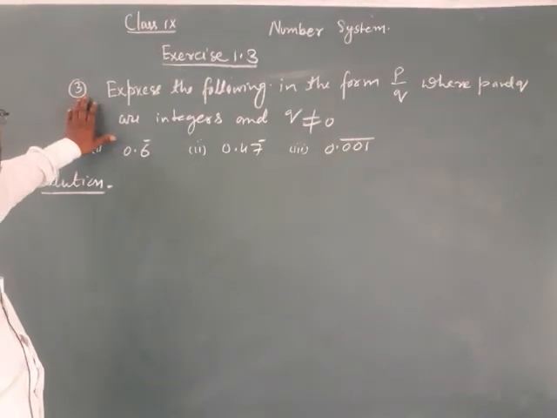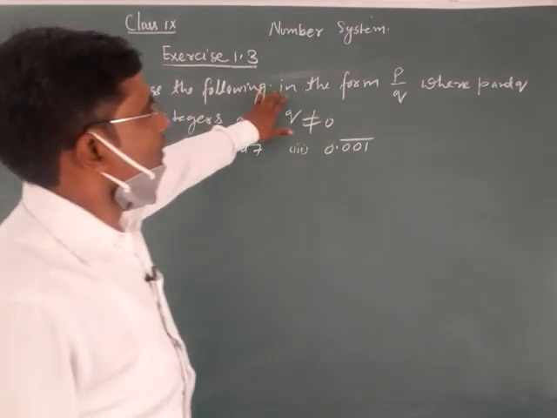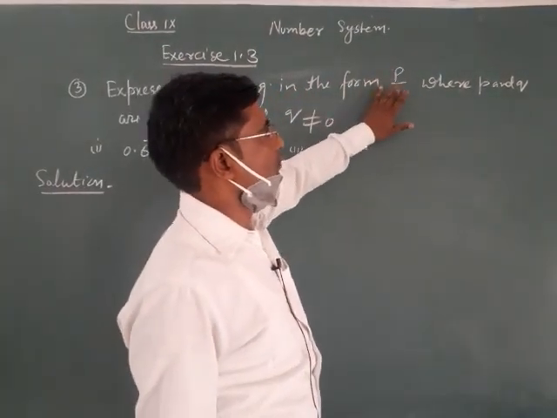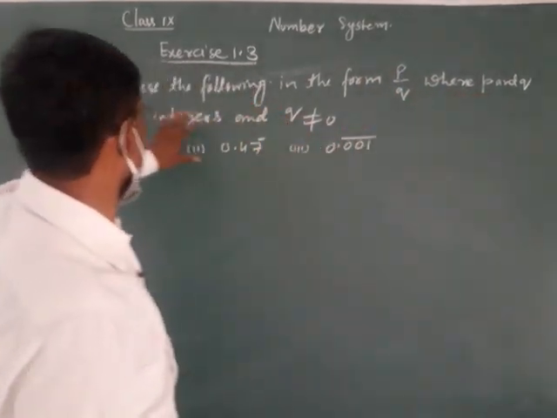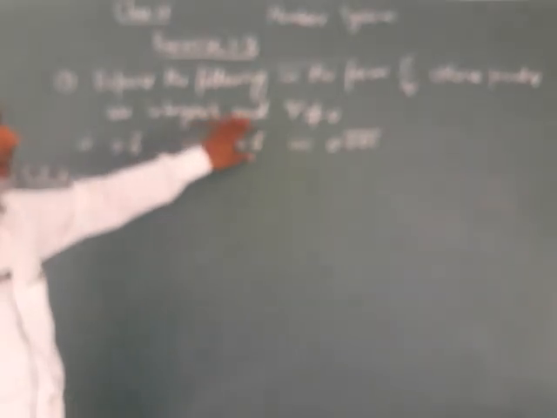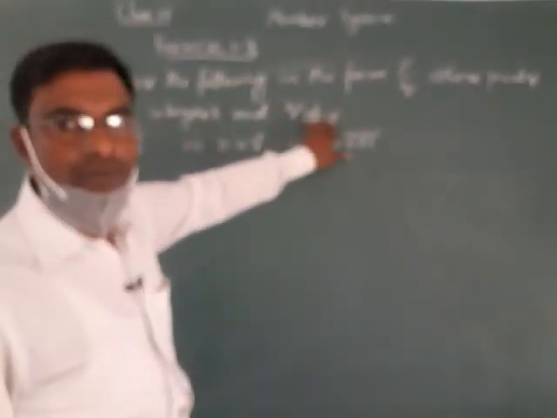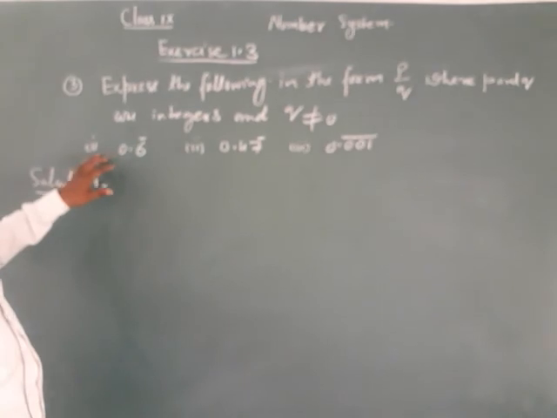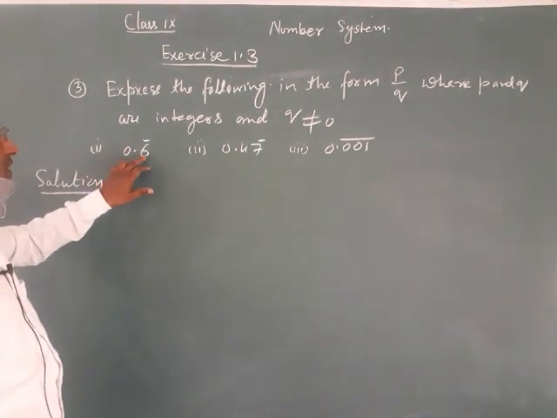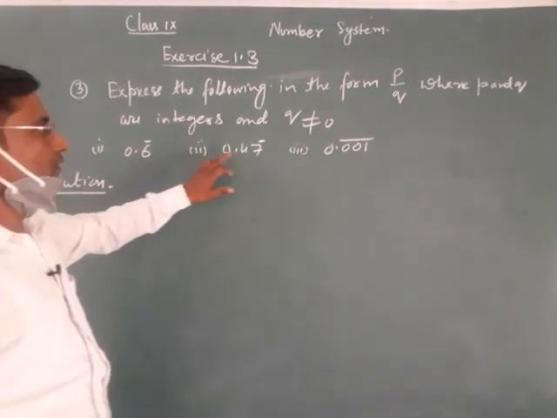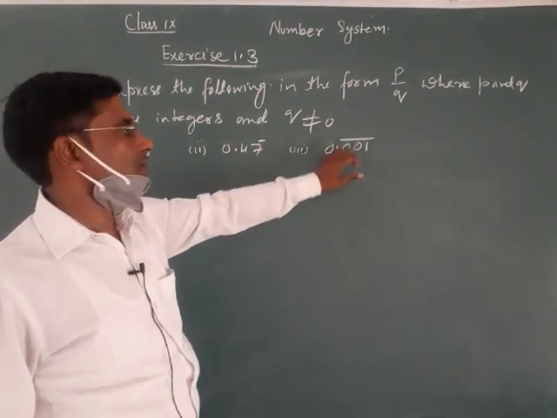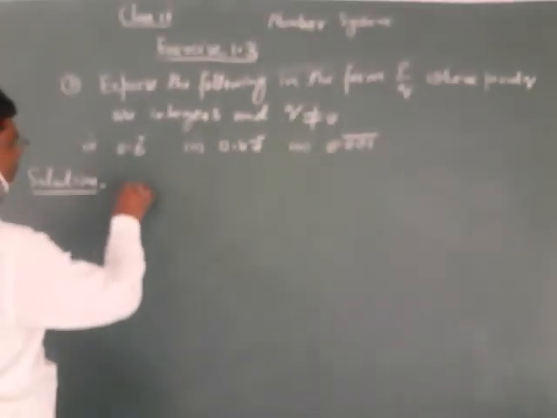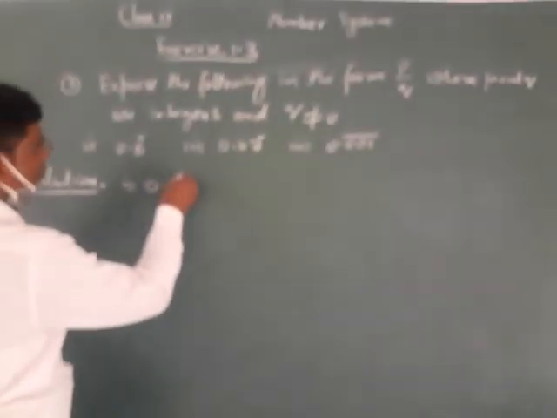Question number 3, express the following in the form of P by Q. P by Q means rational, where P and Q are integers and Q not equal to 0. First part 0.6 bar, 0.47 bar, 0.001 bar. So now given first part 0.6 bar.